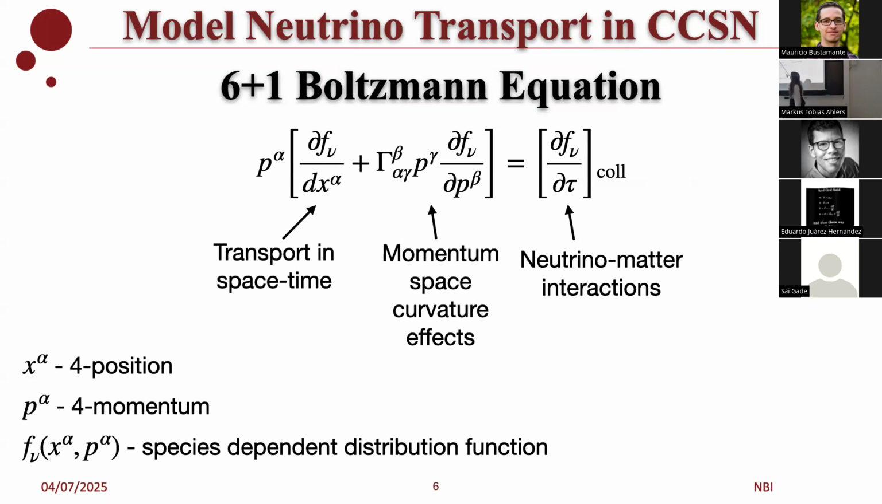So x^α is the 4-position, p^α is the 4-momentum. We have the neutrino distribution here, which depends on neutrino species and neutrino energies. And on the right-hand side of this equation, we have all the neutrino interactions that are possible in the environments of core collapse supernovae.